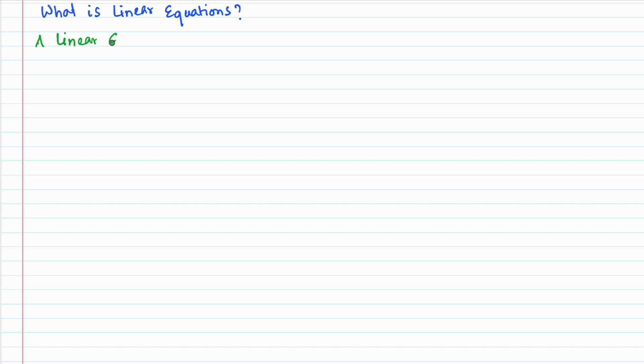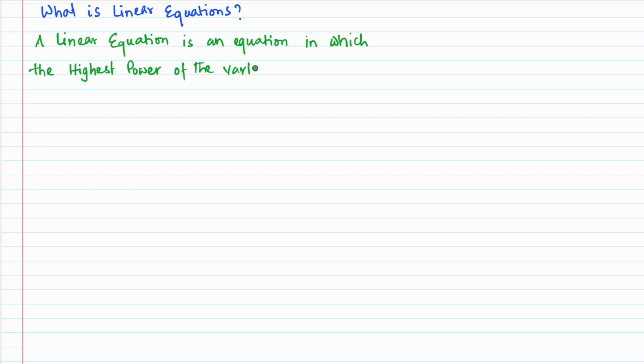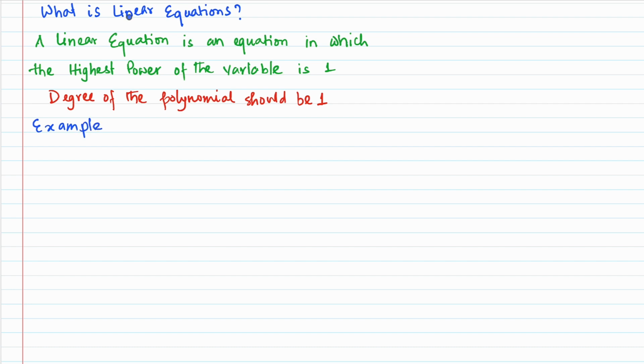A linear equation is an equation in which the highest power of the variable is 1. So the highest power of the variable in the equation is 1, that is, the degree of the polynomial should be 1. So if the highest power is 1, we can say the degree is 1, and hence that is known as a linear equation. Example, x plus 2 equal to 5 and 2x plus 7 equal to 7.